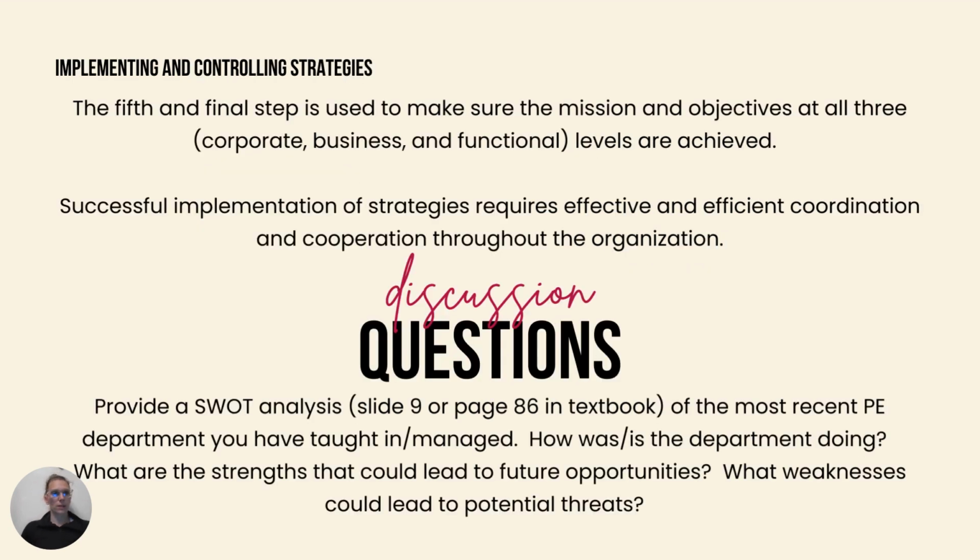The leftovers. So implementing and controlling strategies is my last slide. The fifth and final step is used to make sure that the mission and objectives at all three levels, corporate, business, and functional, are achieved. Remember, that was school board and admin, or principal and athletic director levels. Successful implementation of strategies requires effective and efficient coordination and cooperation throughout the organization. So make sure all of your teachers are on board.